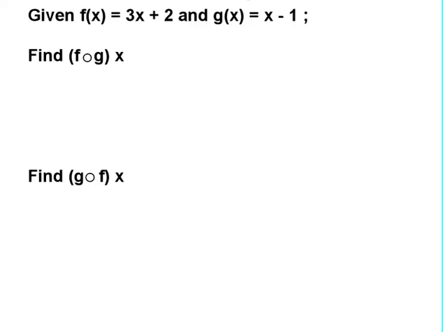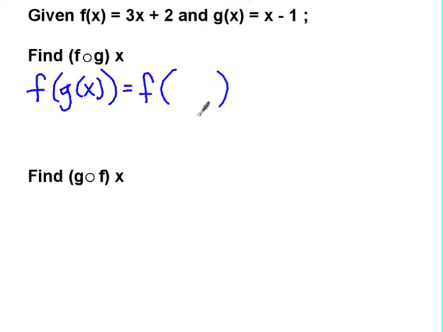So the first thing it asks us to find is f of g of x. So for me, I'm going to rewrite f of g of x. So f of something. What's the something? The something is g of x. G of x, if you look at the top there, is x minus 1. So what I'm going to be doing is putting x minus 1 into the function f.